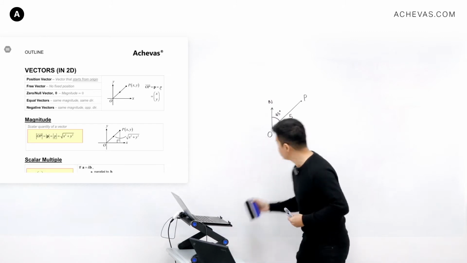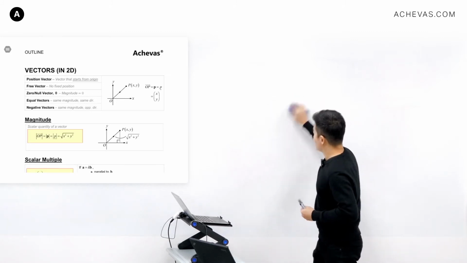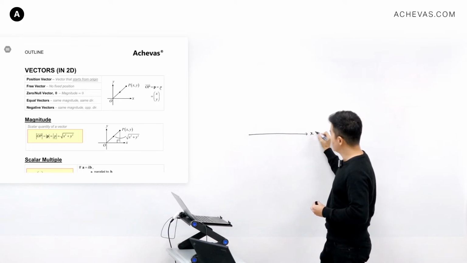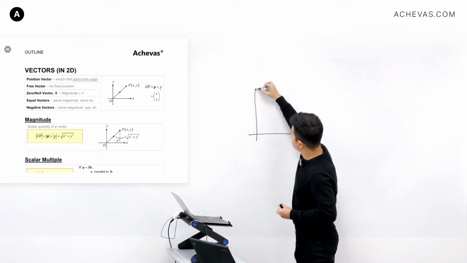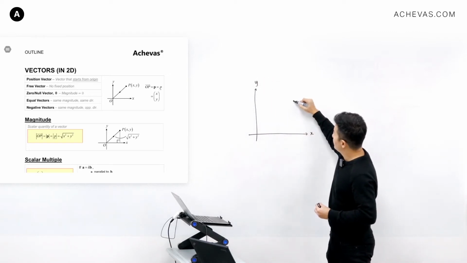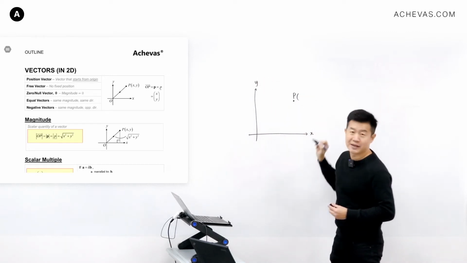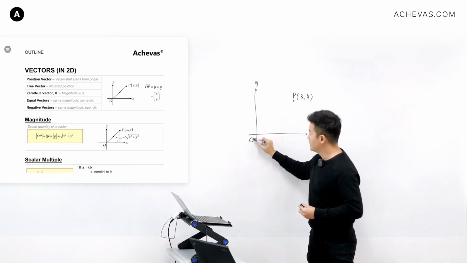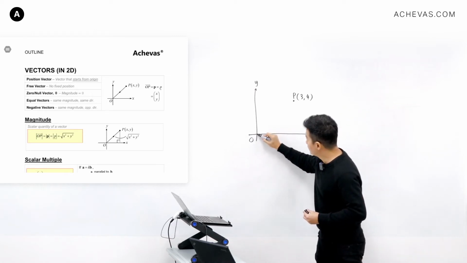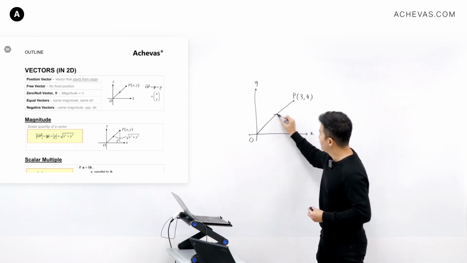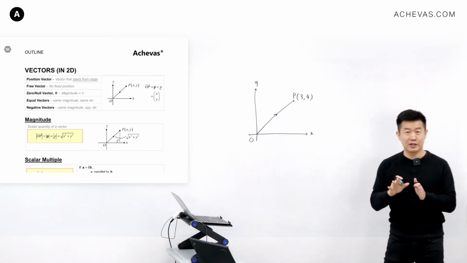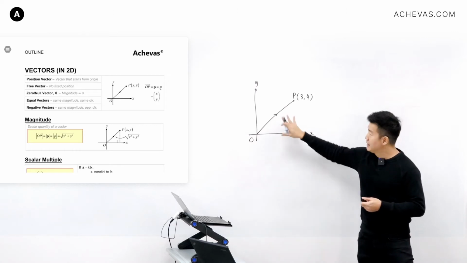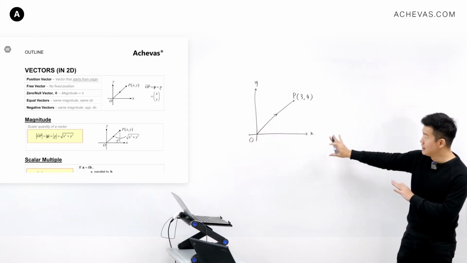Let me show you an example. A Cartesian axis, which is an xy axis. So let's say I have an x-axis here, and a y-axis here. And I have a point here, let's call it P again, which has a coordinate of (3, 4). If this is the origin, and I connect the origin to here, I can talk about a direction from O to P with the distance of OP, and this can be represented on a Cartesian axis.